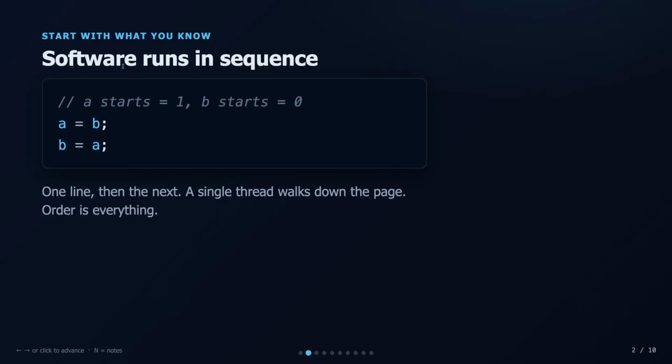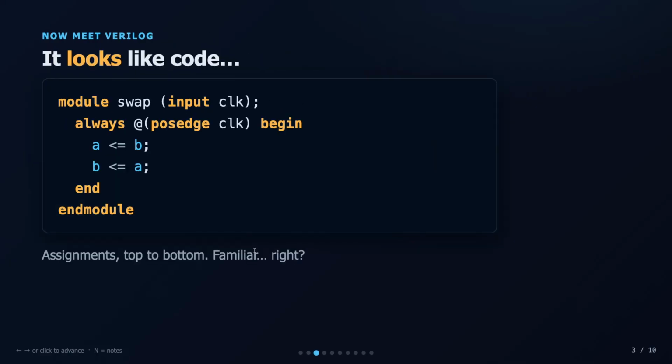What you know is that software runs in a sequence when you write regular code. If you had A equal B and then followed that with the line B is equal to A, one thing happens first, then a single thread walks down the page, and then the next thing happens. With circuits, circuits are laid out all at one time. It's a physical circuit. There's a different thread that happens. Things happen in parallel.